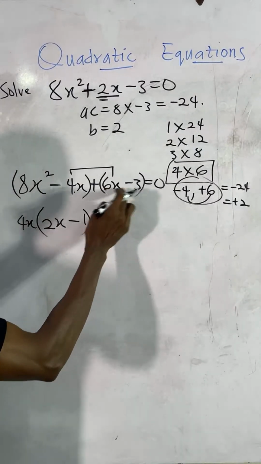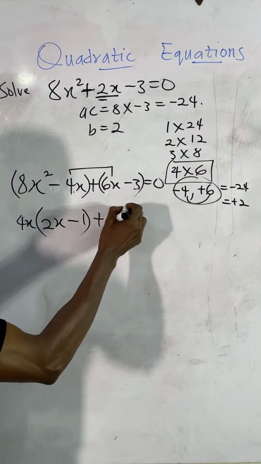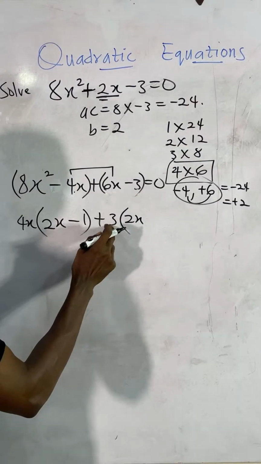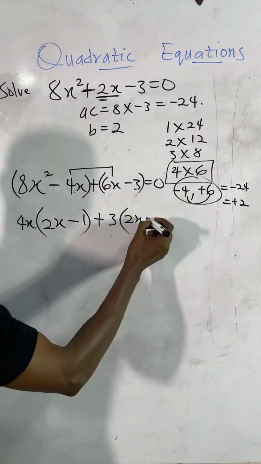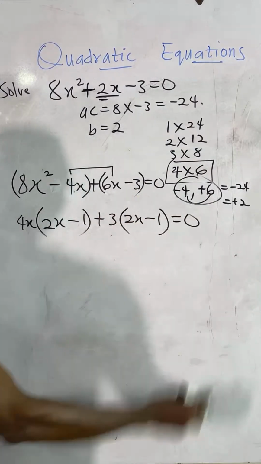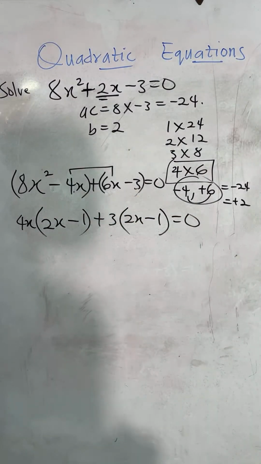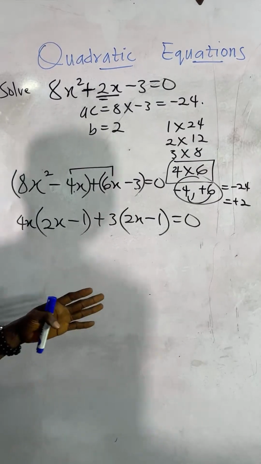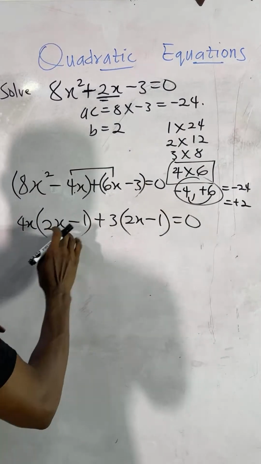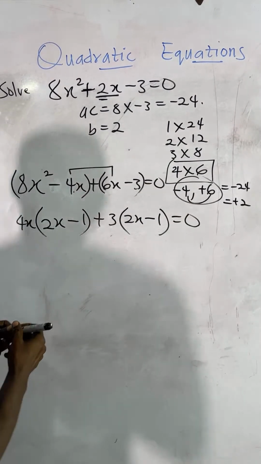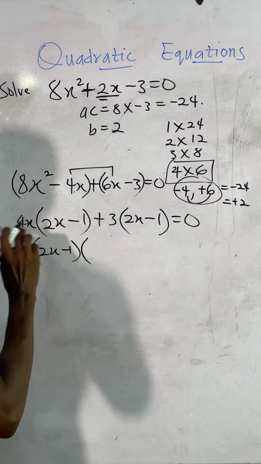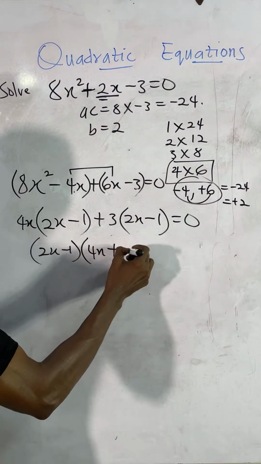Plus 3 is common between 3 and 6, so we'll have 3 is common. Here we'll have 2x, because 3 multiplied by 2x, that's 6x, right? Minus 3 and 3, 1 equal 0. Right? Remember what I said. When factorization is possible, these two values become the same. So let's factorize it. So we have 2x minus 1 multiplied by 4x plus 3.